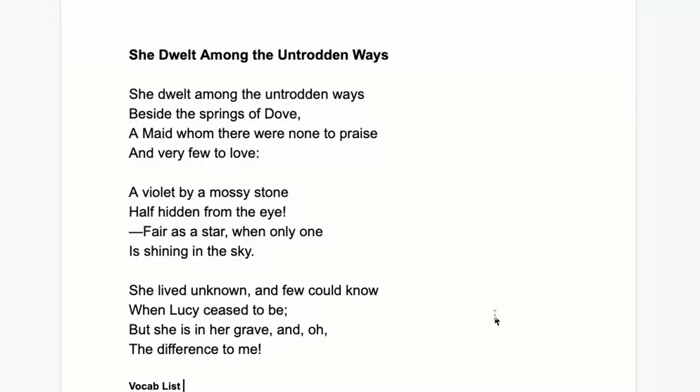Welcome to this scribbly lesson on She Dwelt Among the Untrodden Ways by William Wordsworth. It's a bit of a long title, but you'll notice that that title is also the first line, which is actually quite a common thing for older poetry to do, to just be titled after the first line.